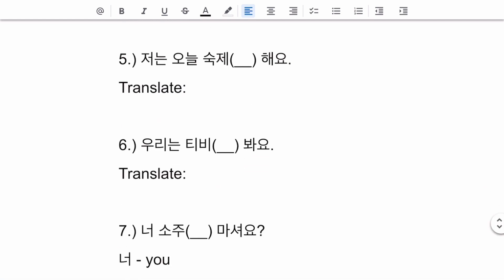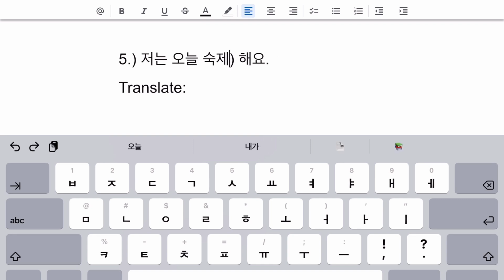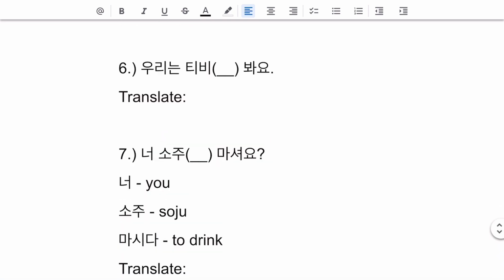Alright, and then number 5. 저는 오늘 숙제해요. I, today, homework, doing. So I do my homework today, or I'm doing my homework today, and it ends with the vowel, so we need 를. 숙제를 해요. 저는 오늘 숙제를 해요. Okay, and then our last 2. 우리는 TV 봐요. So we, television or TV, watch. We watch TV, or we are watching TV. So what is our object?